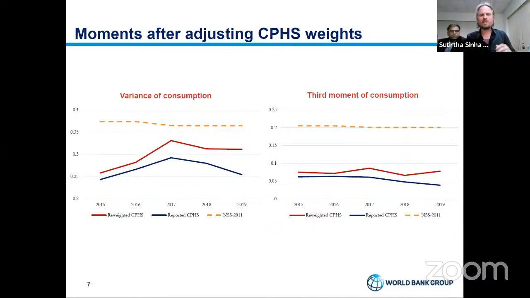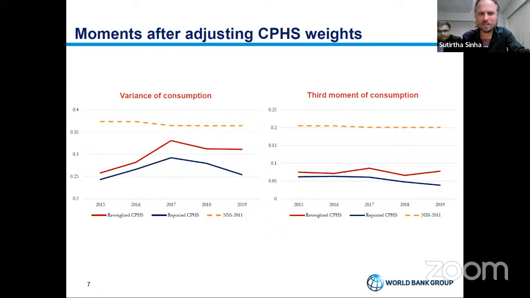Here, what we're going to do is see what happens to the distribution of household consumption data after we reweight. In this particular slide, we show you estimates of the variance of log household consumption and estimates of the third moment of the consumption distribution. We compare the CPHS consumption distribution to estimates of the variance and the third moment of the NSS consumption distribution back in 2011. So the orange dotted line represents the estimate of both the variance and the third moment obtained from the NSS 2011 distribution.